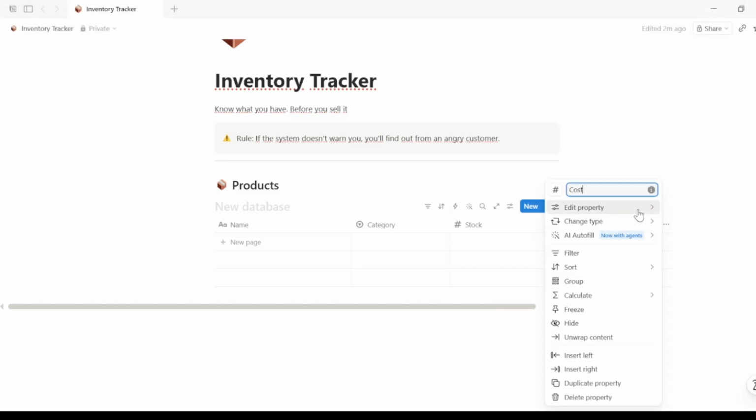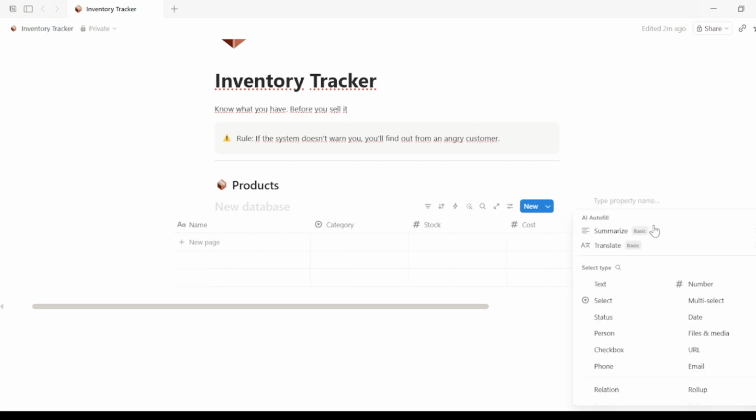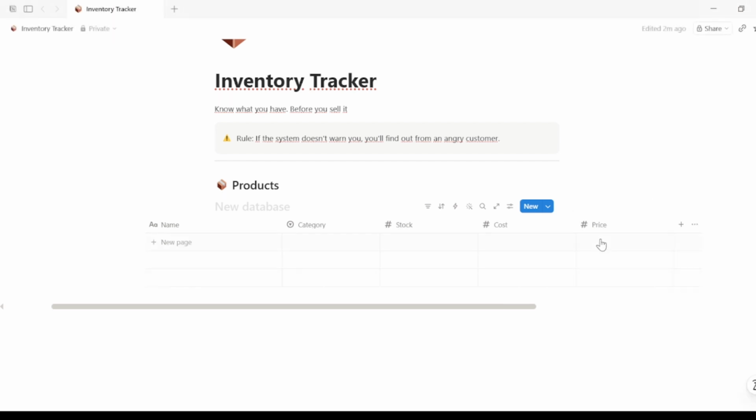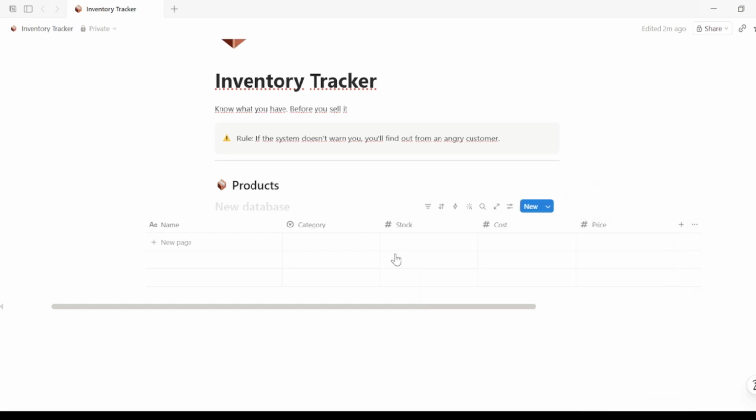Cost is what it takes him to make one. Wax, wick, jar, label. Price is what the customer pays. Marcus had never written these 2 numbers next to each other. When he finally did, he found out one of his best-selling products was barely making him anything.